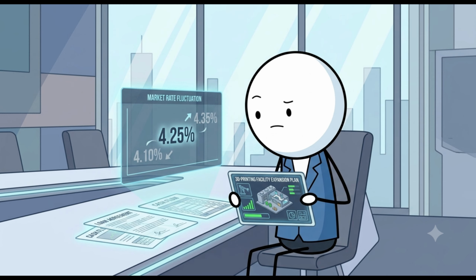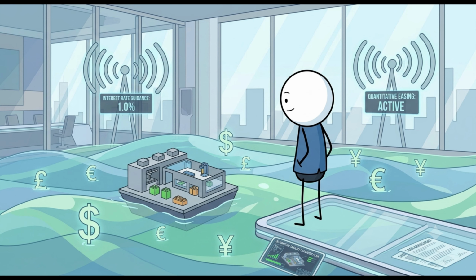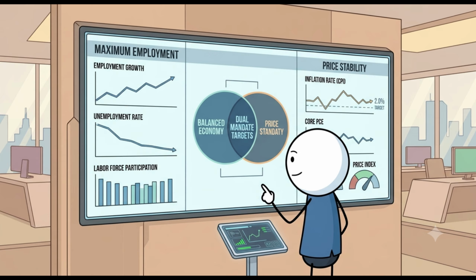Suddenly, the interest rate on the loan he was planning to take out for a new 3D printing facility has shifted. John realizes that his business does not exist in a vacuum. It is floating on a sea of liquidity, and the Federal Reserve is the one controlling the tides.